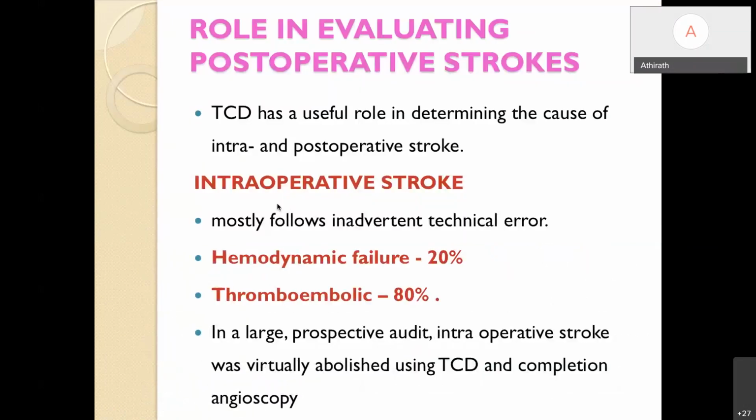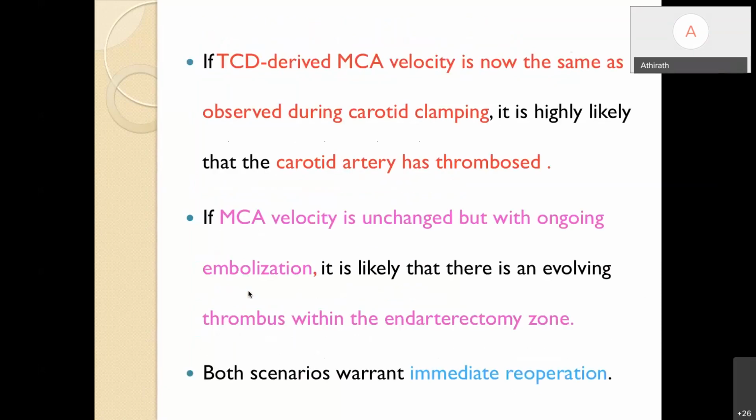Now, role in evaluating postoperative stroke: in intraoperative stroke, TCD came to a conclusion that 20% of the strokes were due to hemodynamic failure and 80% were due to thromboembolic phenomena. If the TCD-derived MCA velocity is now the same as observed during carotid clamping, it is highly likely that the carotid artery has thrombosed. And if MCA velocity is unchanged with ongoing embolization, you should suspect that there is an evolving thrombus within the endarterectomy zone, and both these scenarios will warrant immediate re-exploration.